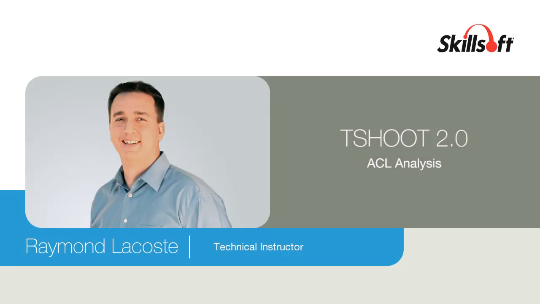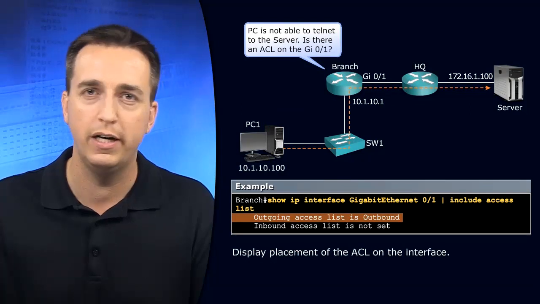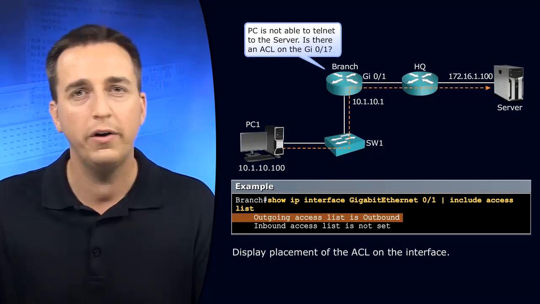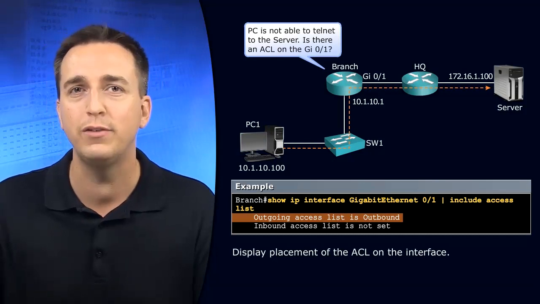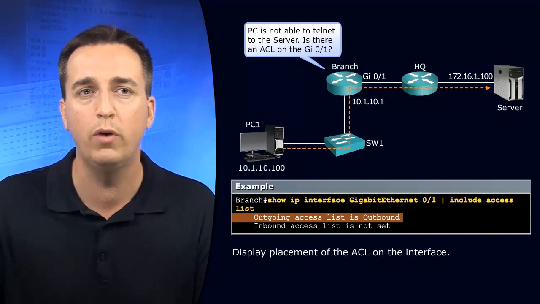Let's walk through an ACL issue together. In this particular case, we have PC1 that's not able to telnet to the server. So where is our server? Our server is reachable at 172.16.1.100, and our PC is located at 10.1.10.100.